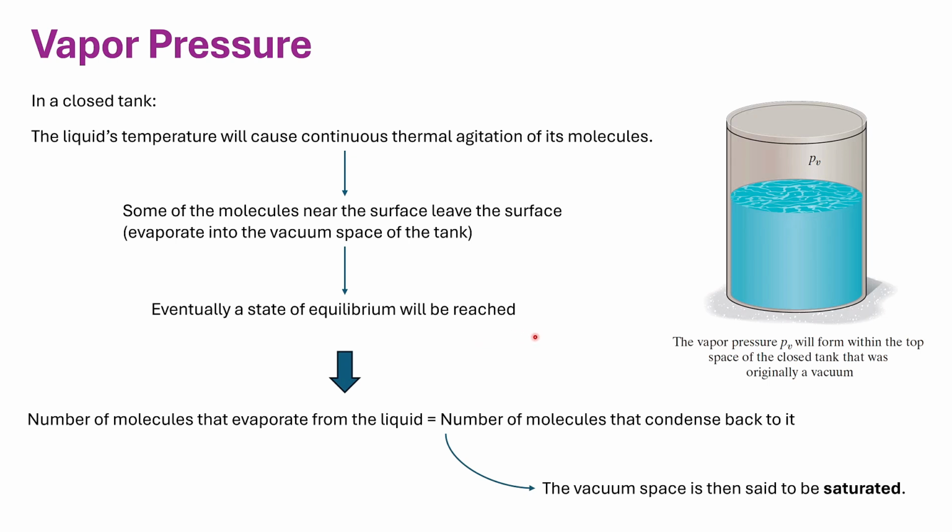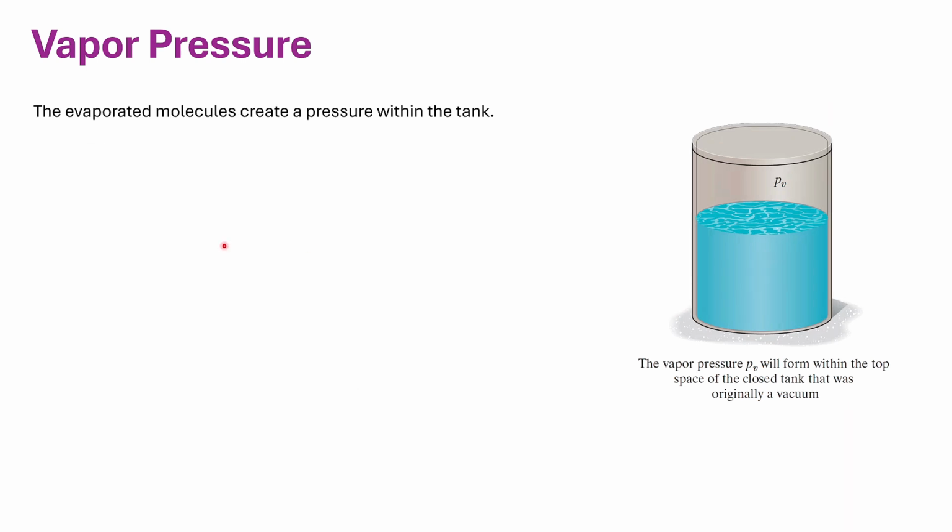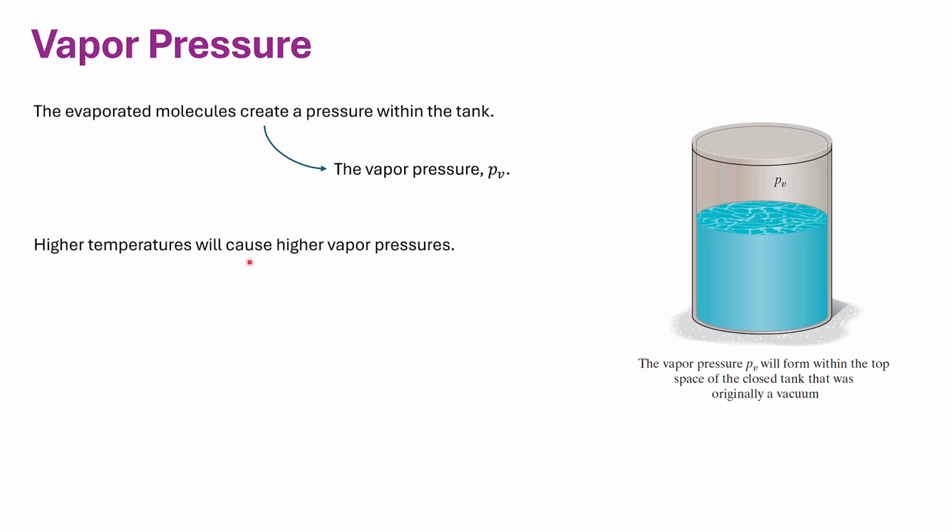And under that condition, the vacuum space is then said to be saturated. The evaporated molecules create a pressure within the tank. So in this region, there will be some pressure because of the evaporated molecules that exist in this region. And that is called the vapor pressure that we can show with P sub V. Higher temperatures will cause higher vapor pressures.